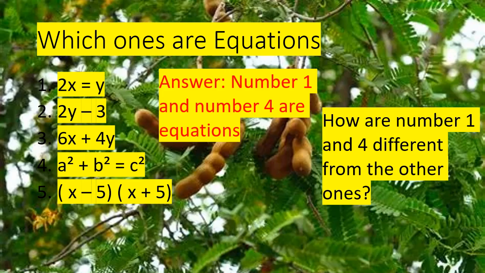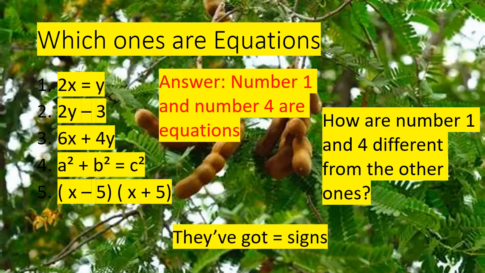Why? How are they different from the other ones? And the answer to that is they've got equal signs. That is how you tell if something is an equation or not. It's got an equal sign. The other ones, number 2, number 3, number 5, don't have an equal sign.